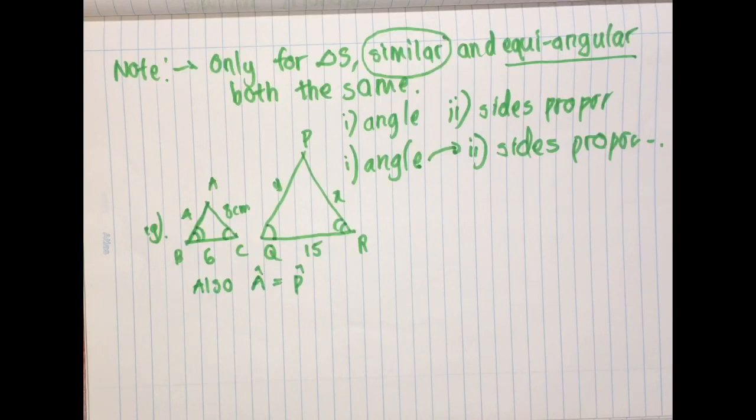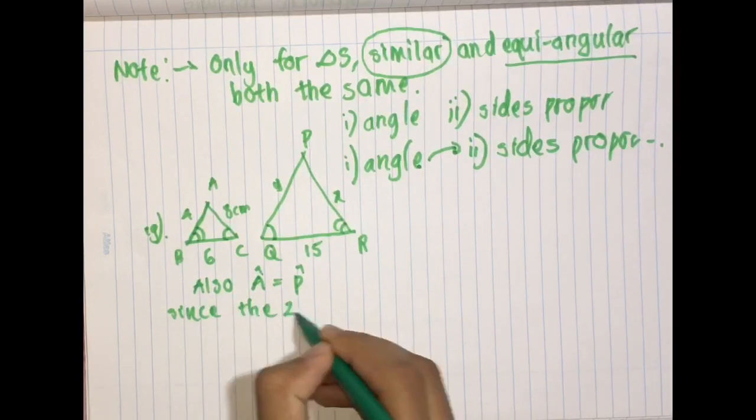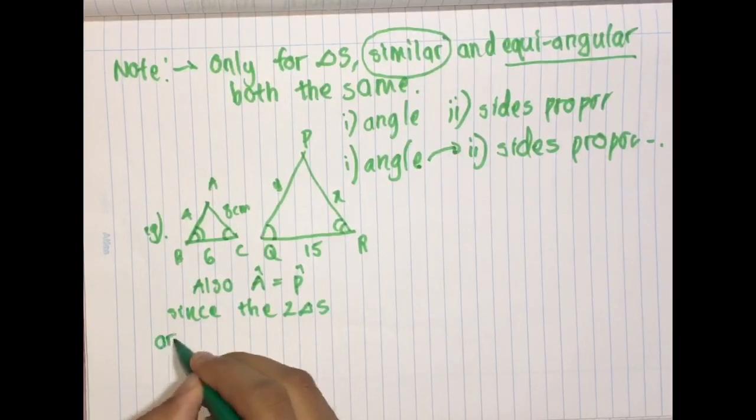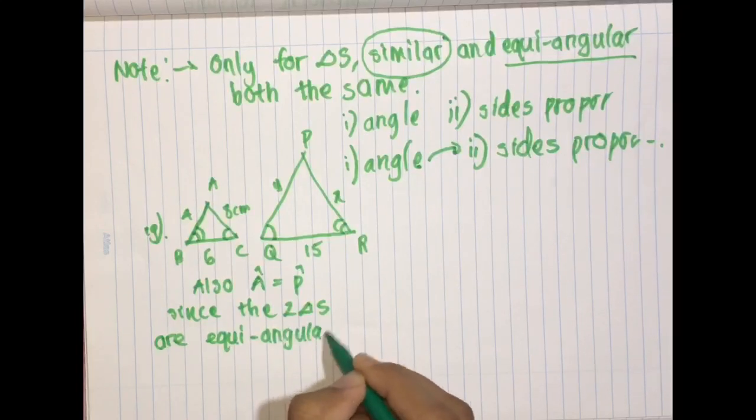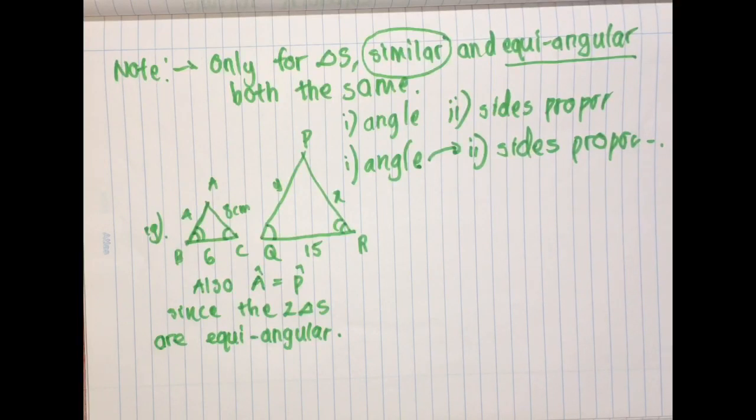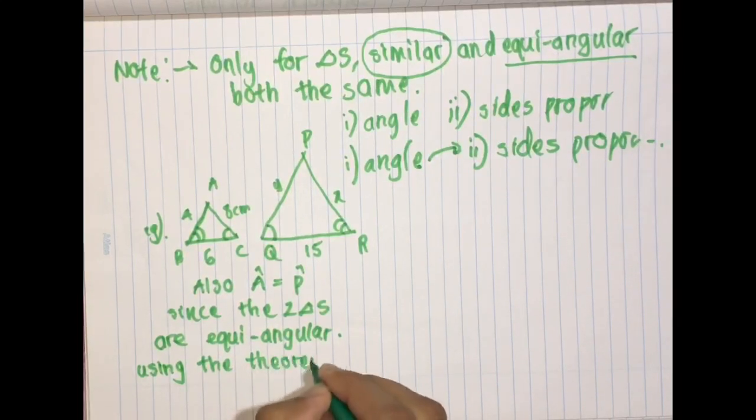Yes. Okay, now since the two triangles are equiangular, we can move on to the theorem we studied. Using the theorem, what can you say? Yes, their sides are also proportional. Now in order to consider the sides, this is the way you consider.